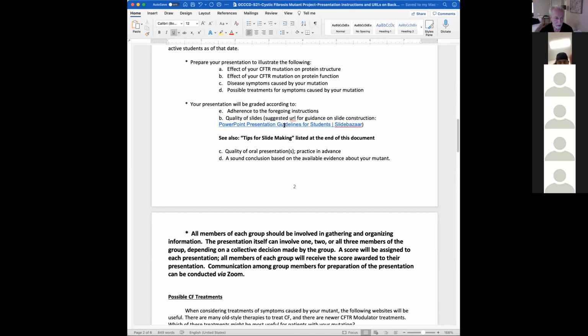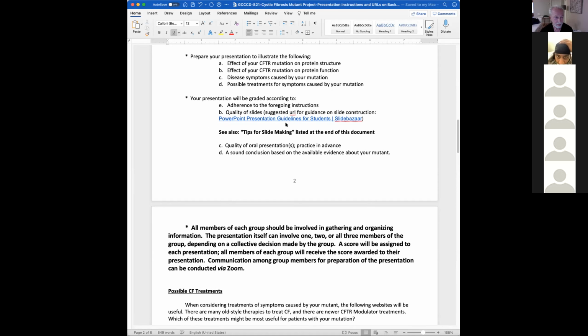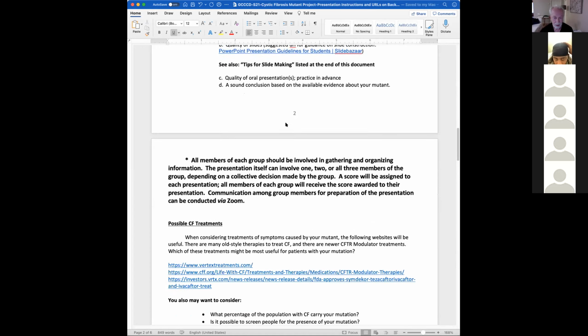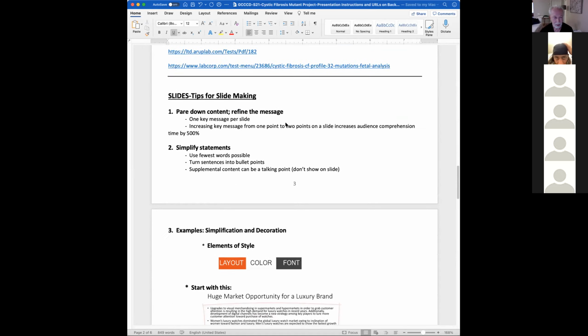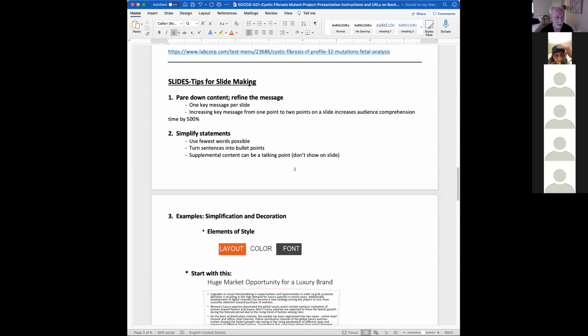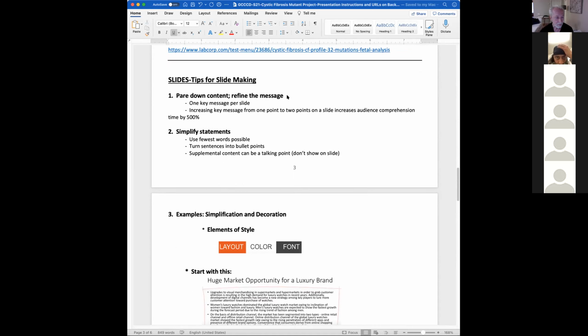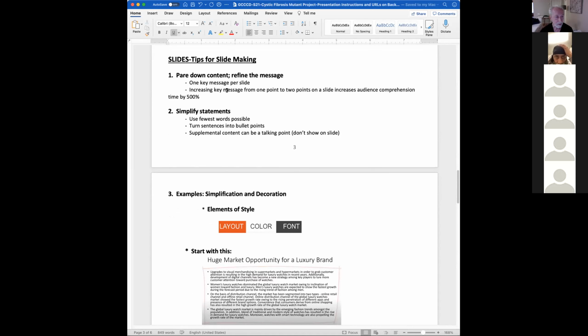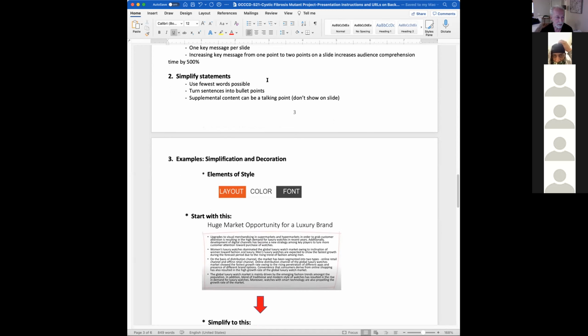And then you will be graded according to adherence to the foregoing instructions and the quality of your slides. There's a link here that you can click into. And also at the end of this document, I've included some tips for slide making. There are 4 points here. One is pare down your content. You'll gather a lot of information, but pare it down to the bare bones, refine your message, and have one key message per slide.